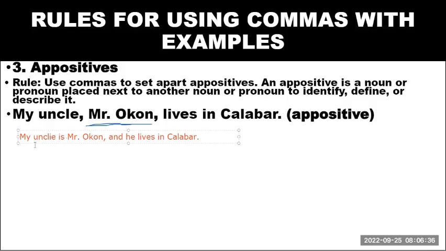Here, what we have done is that we have combined my uncle and Mr. Okon into one subject. So let me show you what happens here. If we analyze this sentence, you see, my uncle, Mr. Okon, these two of them together form the subject, okay? And then "lives" is the verb.